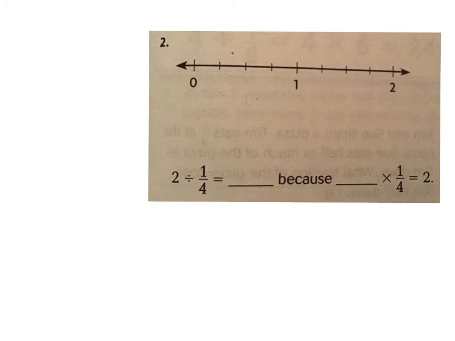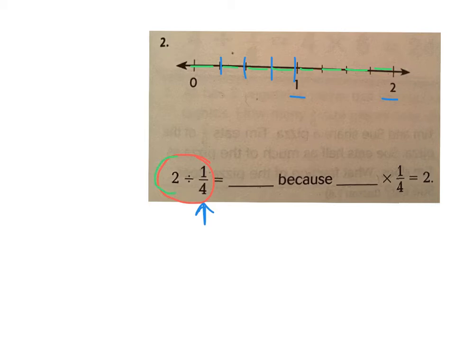So another method of solving division of fractions is to use a number line. Okay, and you can see here that our equation is 2 divided by 1/4. So on the number line, they have 2 whole numbers, and since we are dividing by 1/4, they have broken this whole number into 4 equal spaces: 1, 2, 3, 4. And then again here, 1, 2, 3, 4.